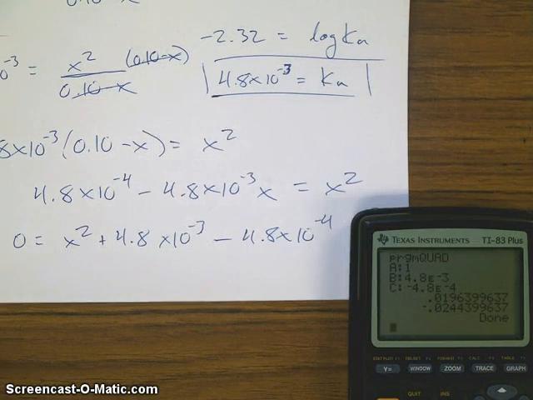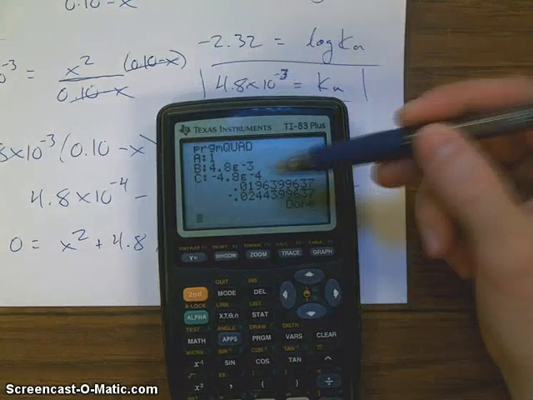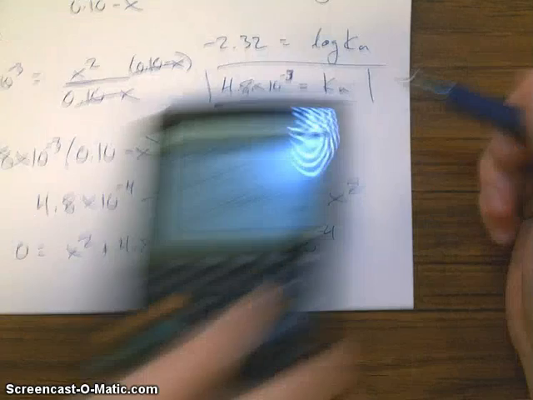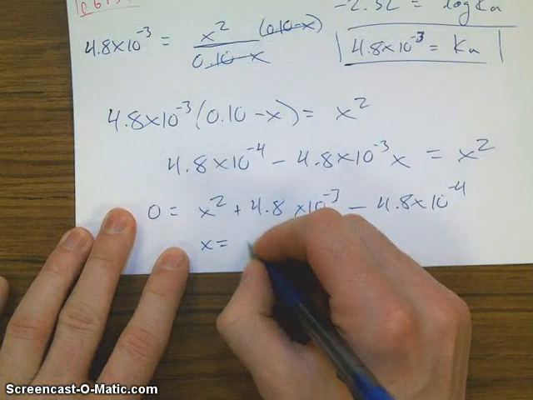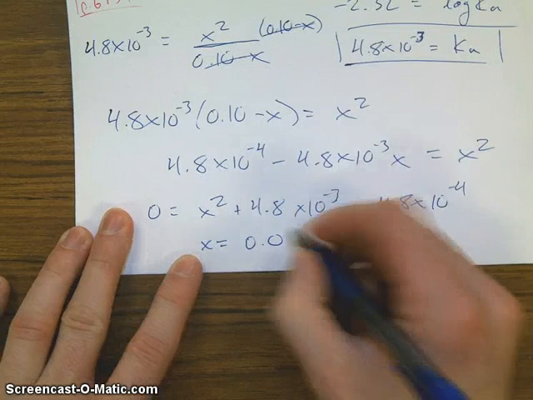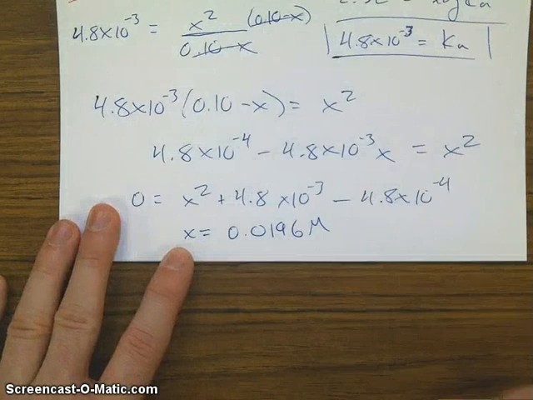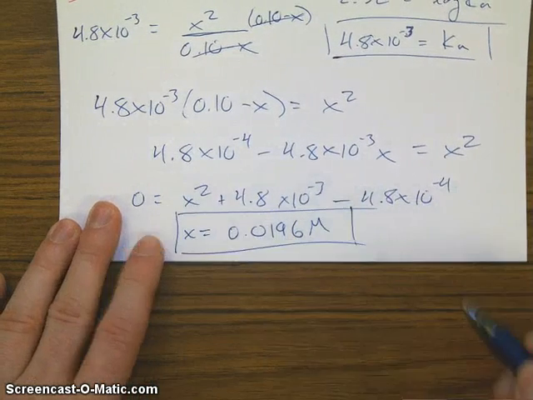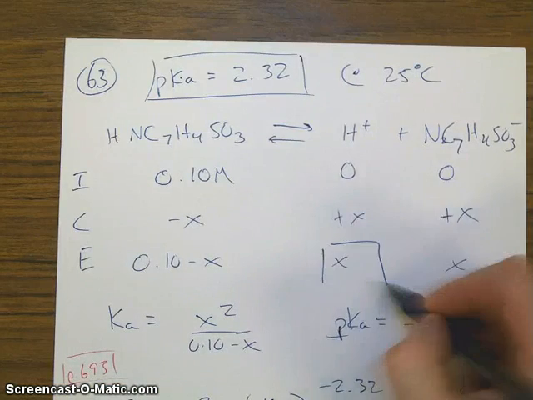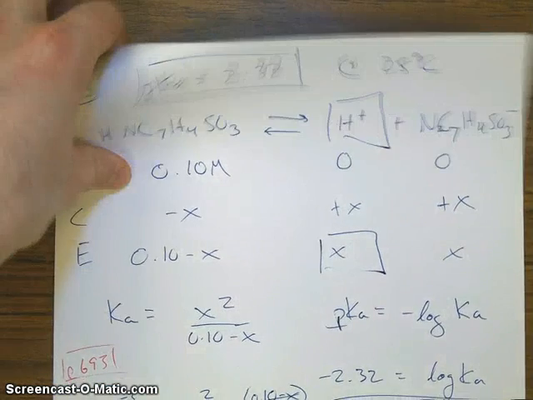Alright, so through the magic of me speeding up this recording, I have done my quadratic equation, and I have found x to be equal to 0.0196. Okay, that's the molarity for x. Now, since I know my molarity for x, I can plug that in here, and that's my hydrogen ion concentration, and I can use that to figure out pH.